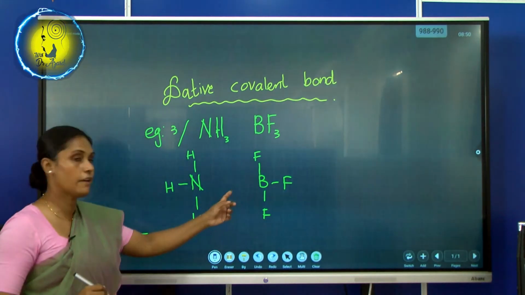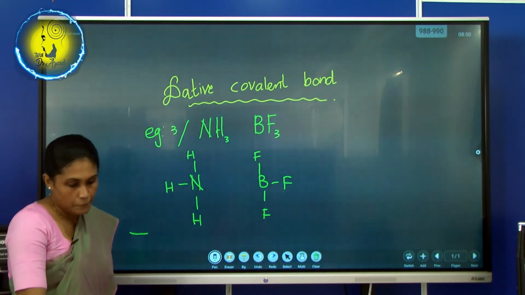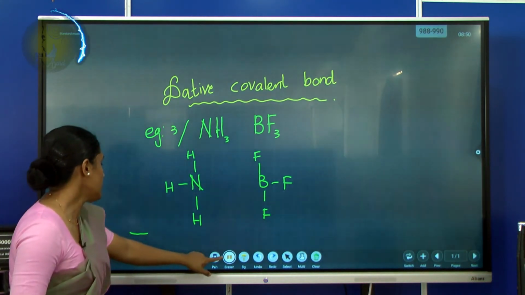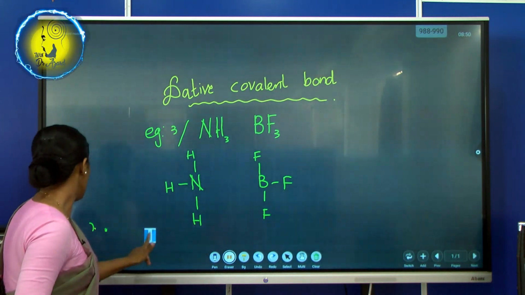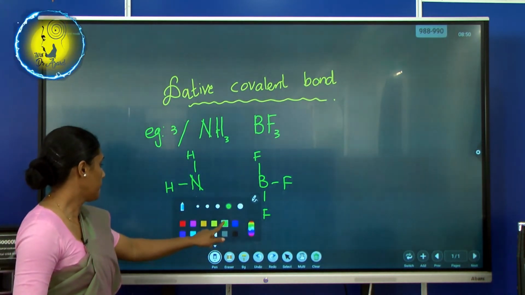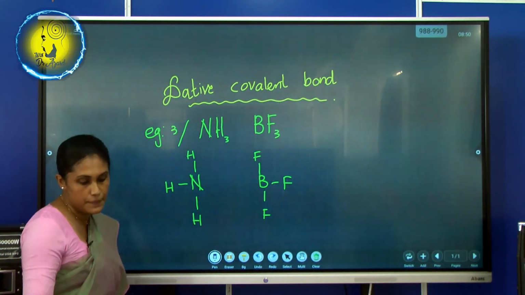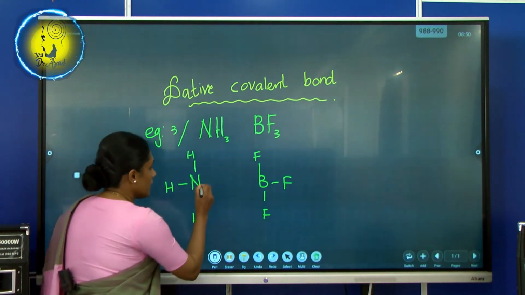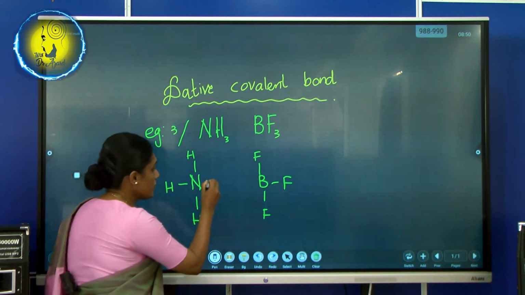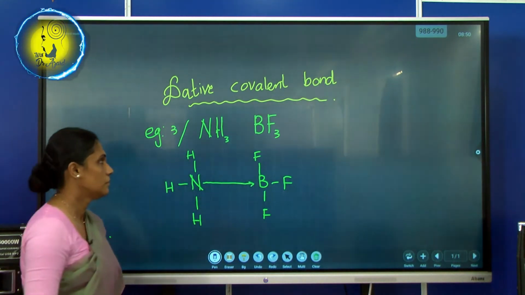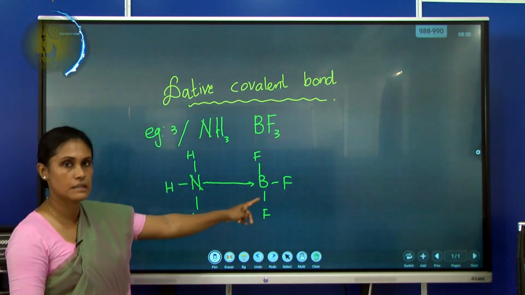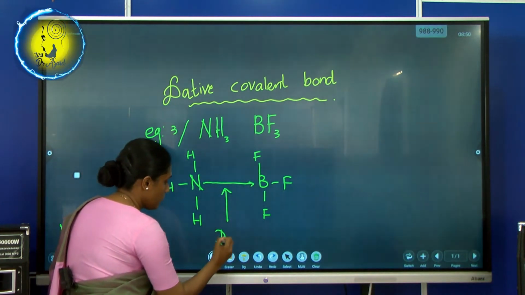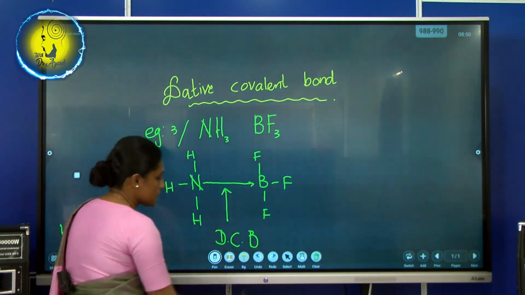Right. You will understand why I have kept the space here. In the example, I have pointed out how it works. See, here there is a lone pair for nitrogen that will donate to this. This is the place where the dative covalent bond takes place.